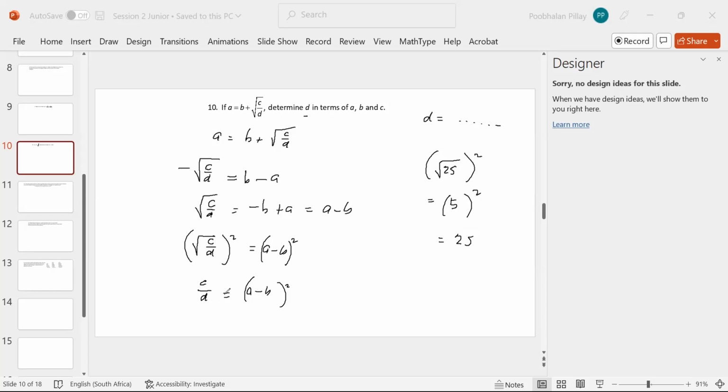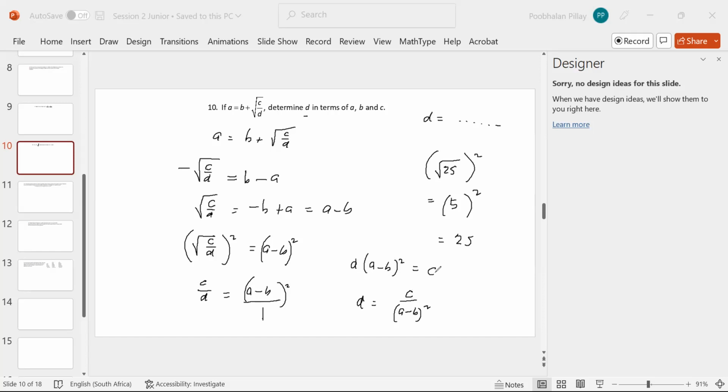I still need to get D. Right? You can cross multiply because this is over 1. All right, so what do you have? You have this times this, D times A minus B all squared, cross multiply, equals C times 1. So C times 1 is C. So here you've got a product. D times this equals that. So therefore D must be equal to C over A minus B all squared. D times the square equals C.